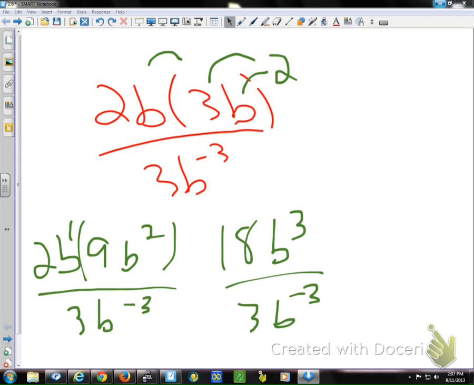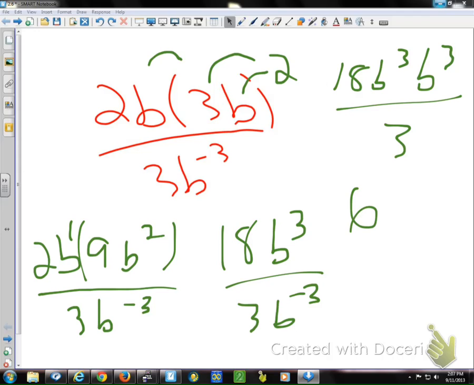So, that b to the negative 3 goes to the top, and you're left with 18b cubed. Oh, what's this? Another b cubed, all over 3. Now what's 18 divided by 3? 6. That's right. And your two b cubes form a b to the 6th. Did I say 6? No, it's 6b to the 6. When you multiply common bases, you add the exponents. Multiply common bases, add the exponents.